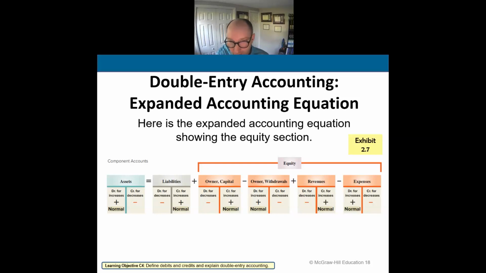But if you look at the greater part of the equation, paid-in capital minus withdrawals plus sales revenue minus expenses equals net income. You see where I'm going with this. So the equity part gets a little bit confusing sometimes. So it's just important to understand what is a normal balance.